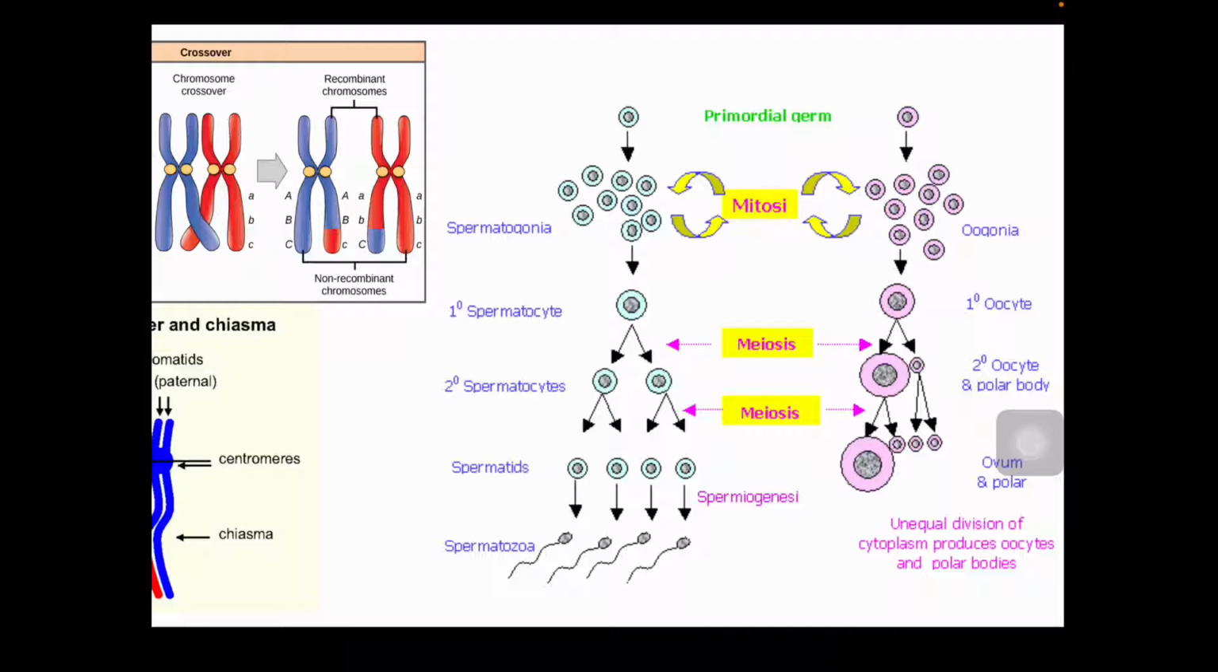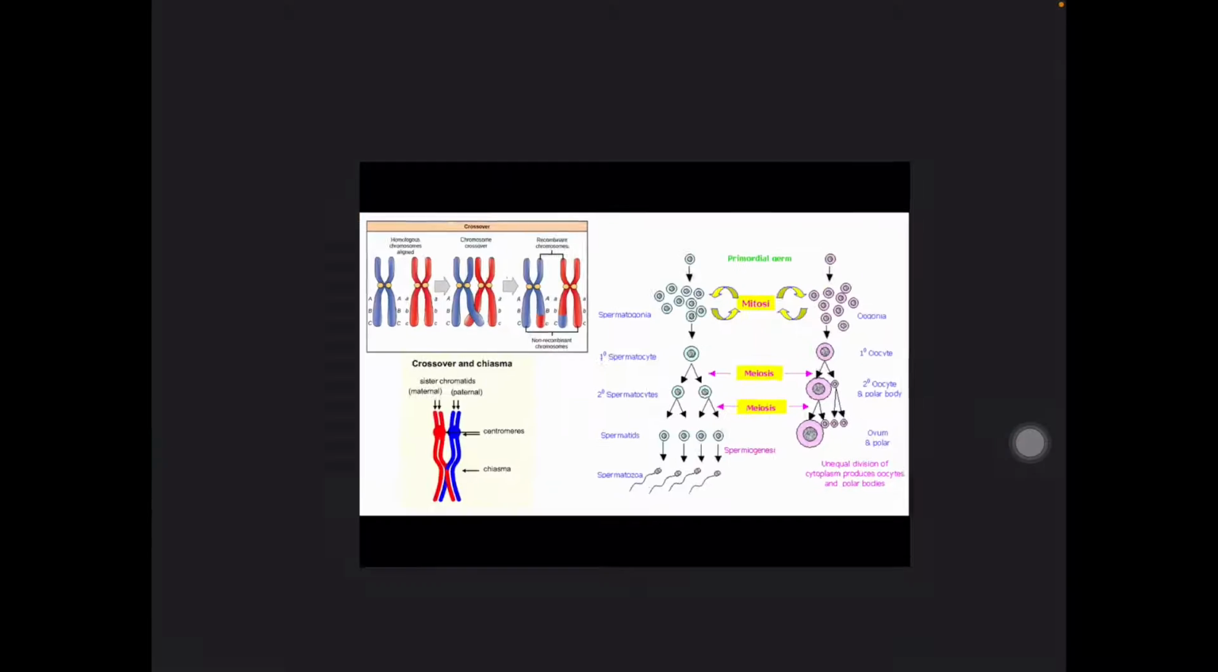Okay, let's move on. Actually, before we move on, highlighting the main differences: in males it produces spermatocytes, and in females it produces oocytes. In females, the division of cytoplasm is unequal, while the division of cytoplasm is equal in males. In females, only 1 gamete is produced, and in males, 4 gametes are produced. In females, there are polar bodies, but males don't have polar bodies produced.